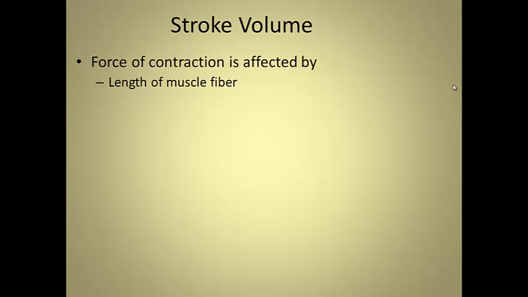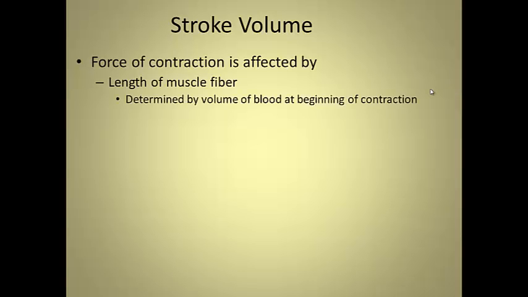Well, one, we mentioned Monday, the length of the muscle fiber is going to have an effect there. And that's going to be a function of end diastolic volume. How much blood is in the ventricle at the beginning of systole? Second is the contractility of the heart. Contractility is something we'll be talking about a bit more in a few minutes here, but that basically boils down to the strength of a contraction.